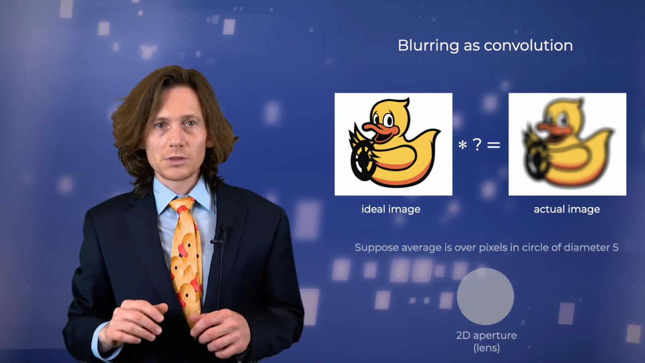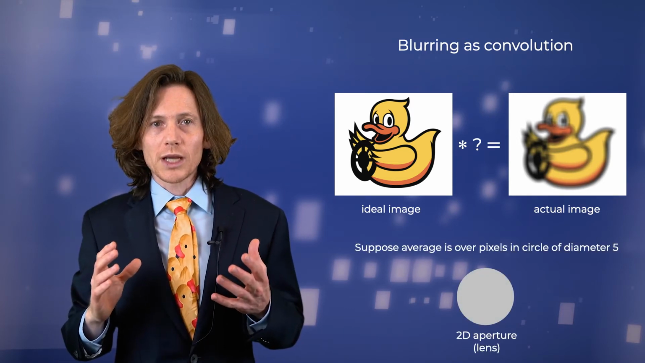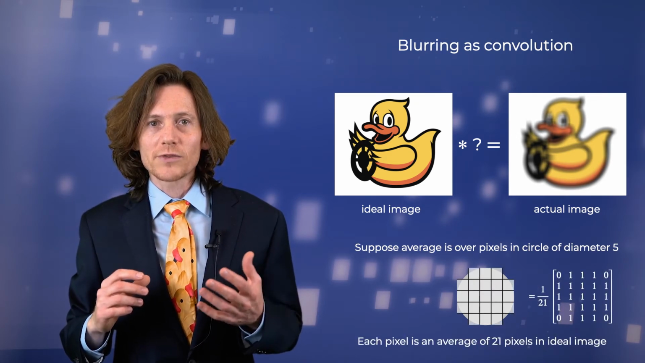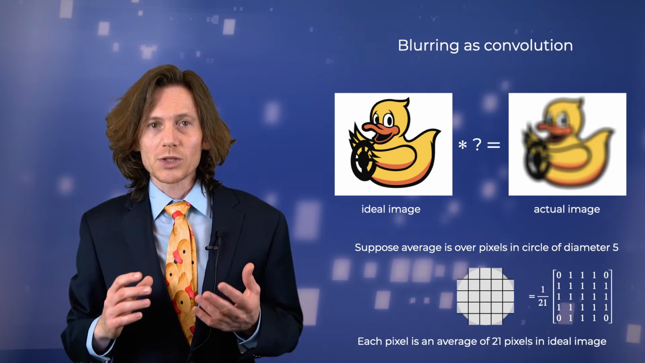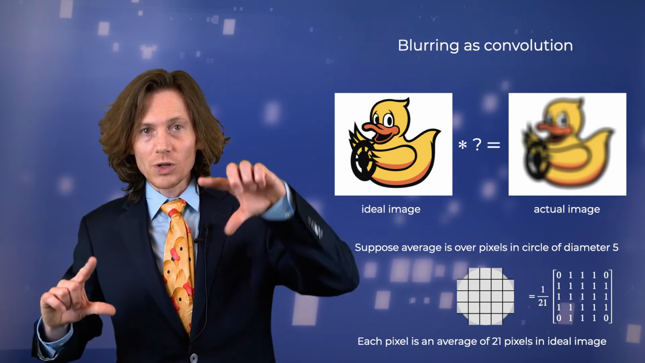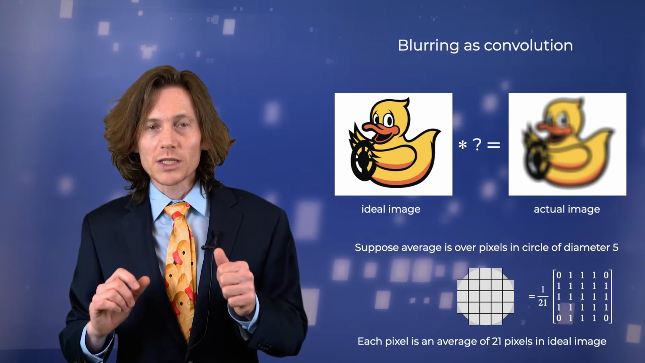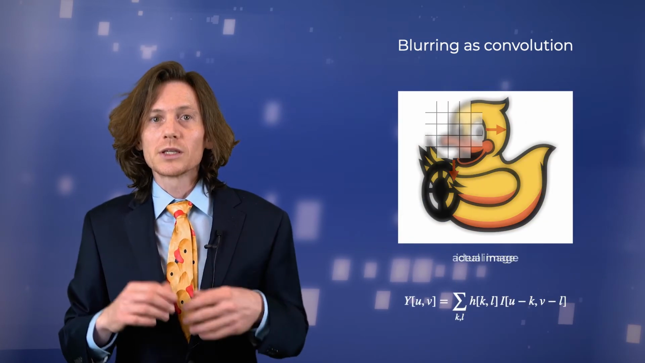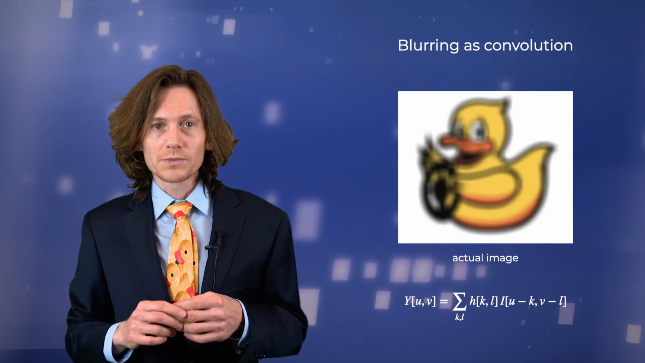pixel. Suppose that the aperture is a circle with a diameter of 5 pixels. In this case, we can think of each pixel in the blurred image as being an average of the 21 neighboring pixels in the ideal image. This corresponds to a 5x5 kernel, where all but 4 entries have a normalized value of 1. Convolving the ideal image with this kernel gives rise to the blurred image.